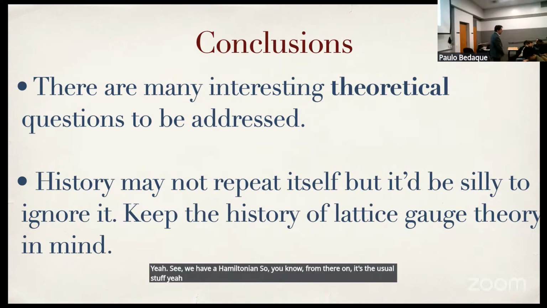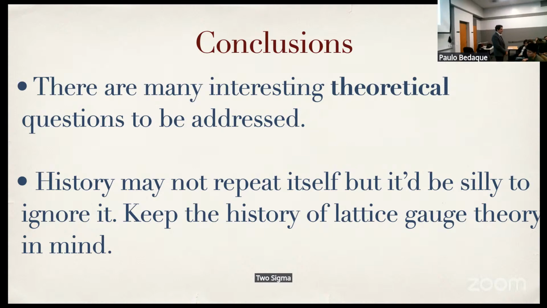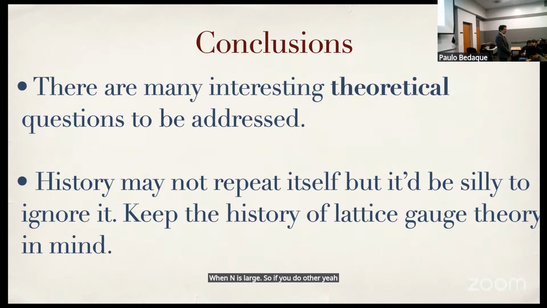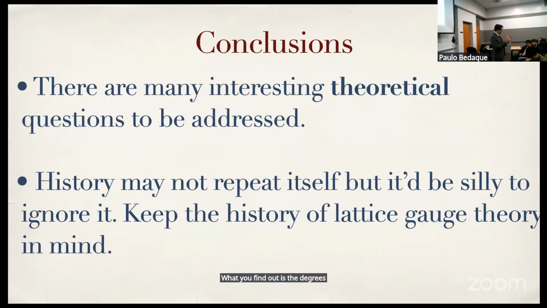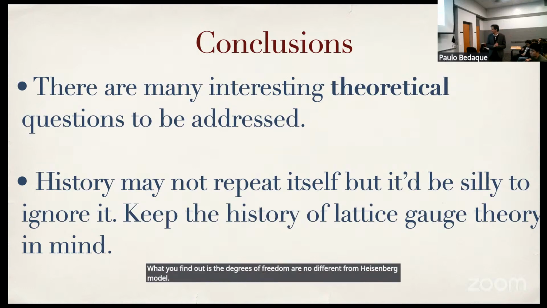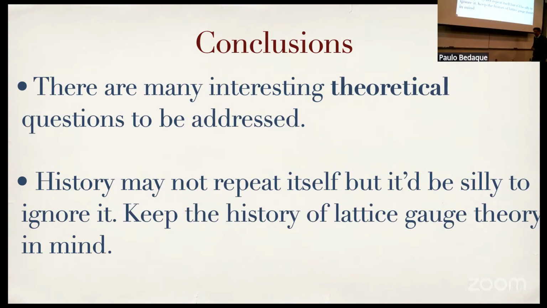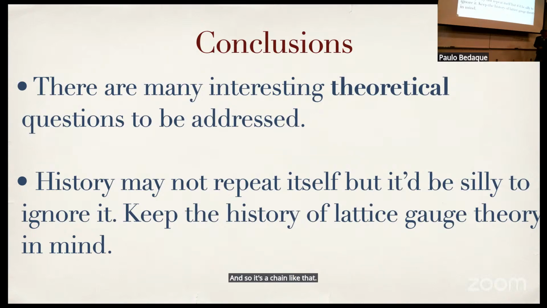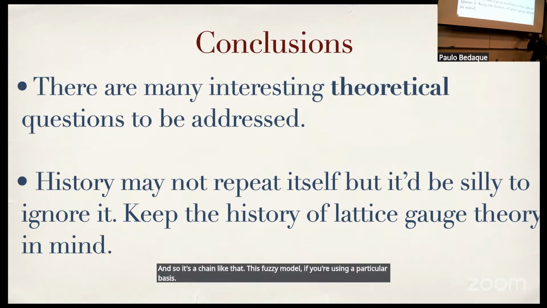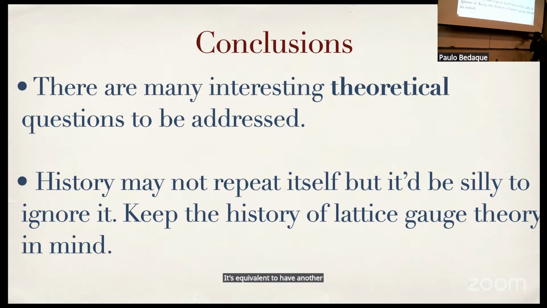Sigma is the same as the spin-1/2 Heisenberg chain, right, when n is large? Yeah, there's a long story there. That's where the interesting theory part is. When you write our fuzzy model, what you find is the degrees of freedom are no different from a Heisenberg model. Actually, they are different. In the Heisenberg model, you have a spin, another spin-1/2, another spin-1/2, a chain like that. This fuzzy model, in a particular basis, is equivalent to having another spin here, another spin there, and so on.